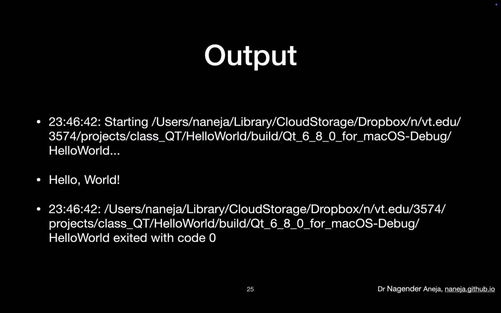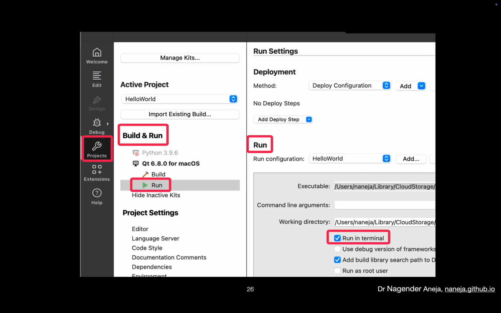Okay, and this is the output. It will show some strings there, and in between there will be a hello world. So you can remove this and say that I want this to be run in the terminal. So you can go here and say go to the projects, right? And in that say build and run, click on the run, and in the run you will say run in terminal. Right. So that's the step: projects, build and run, and select the run.